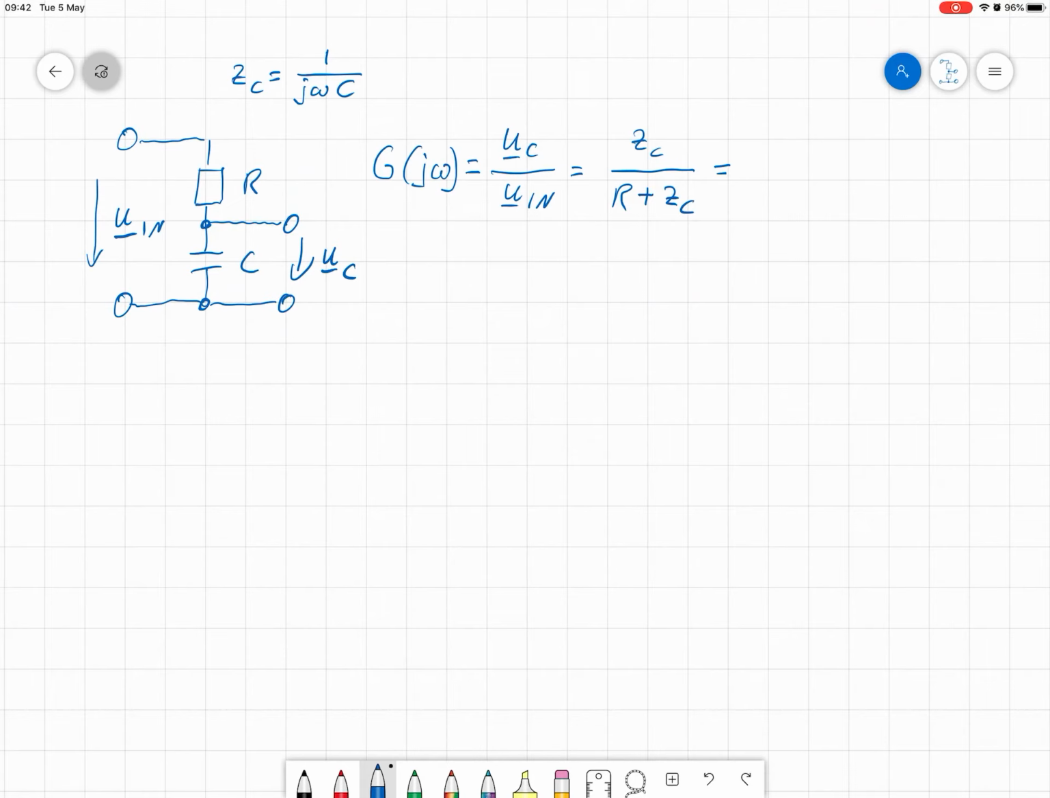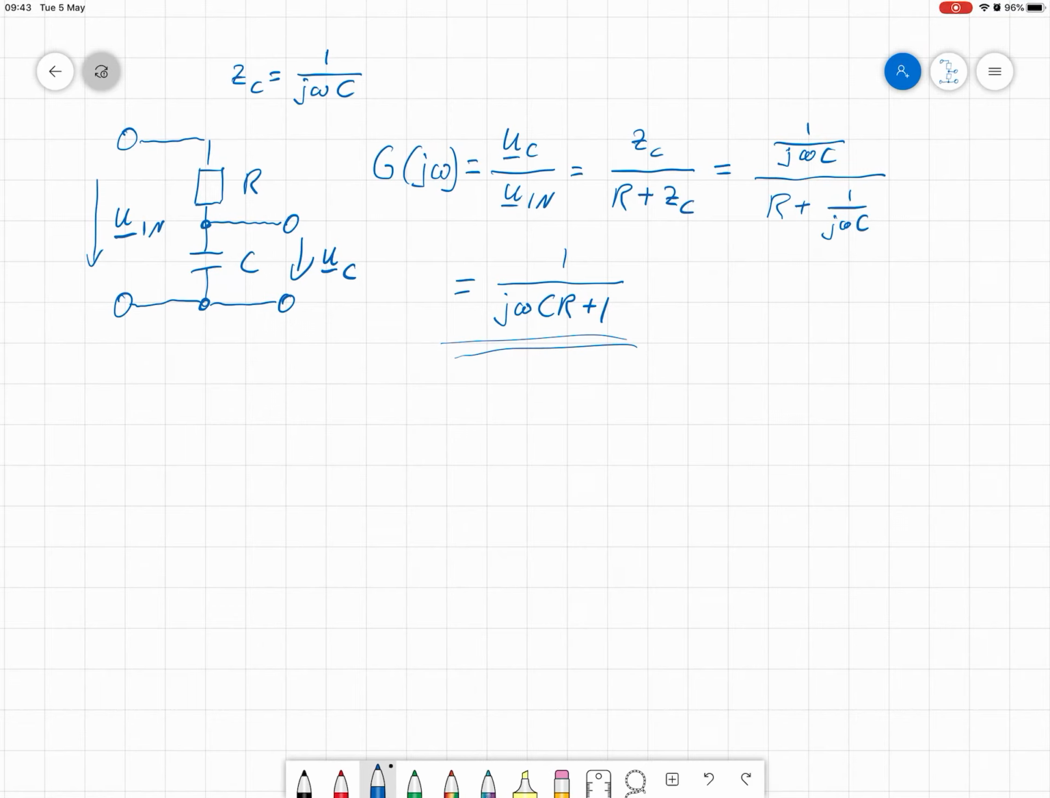If we insert this in our equation, we get a double fraction: 1 over j omega C in the numerator and R plus 1 over j omega C in the denominator. We can simplify this by multiplying numerator and denominator by j omega C. And then we get a very nice simple equation of 1 over j omega C R plus 1. And that is our result. This is our transfer function for the RC filter.